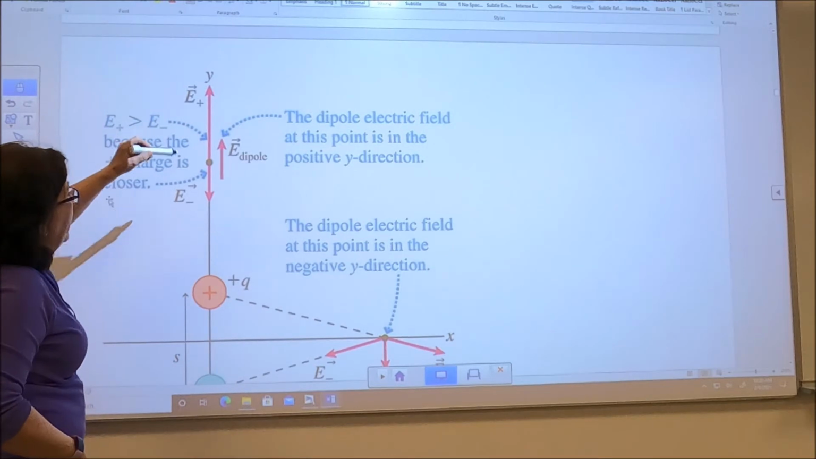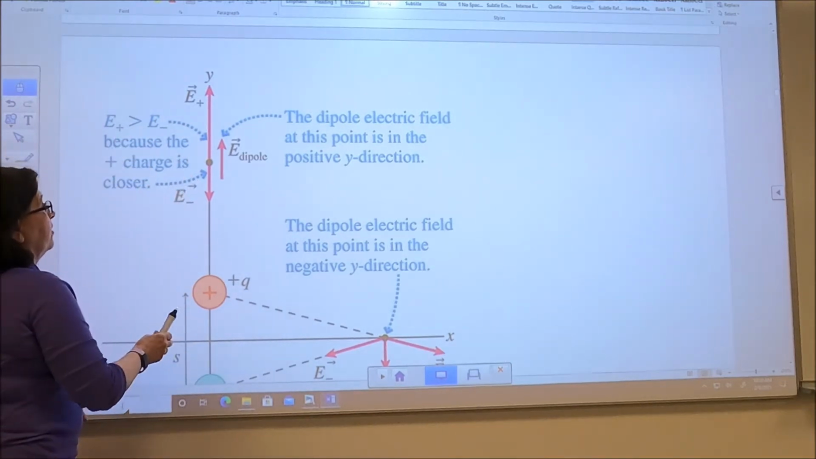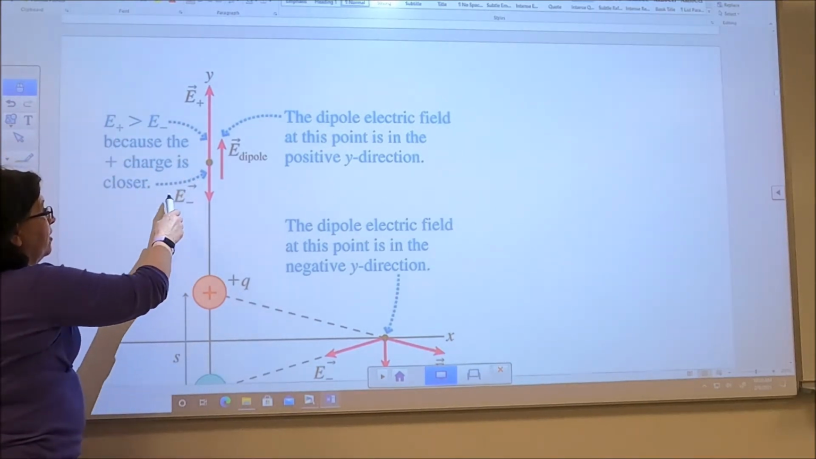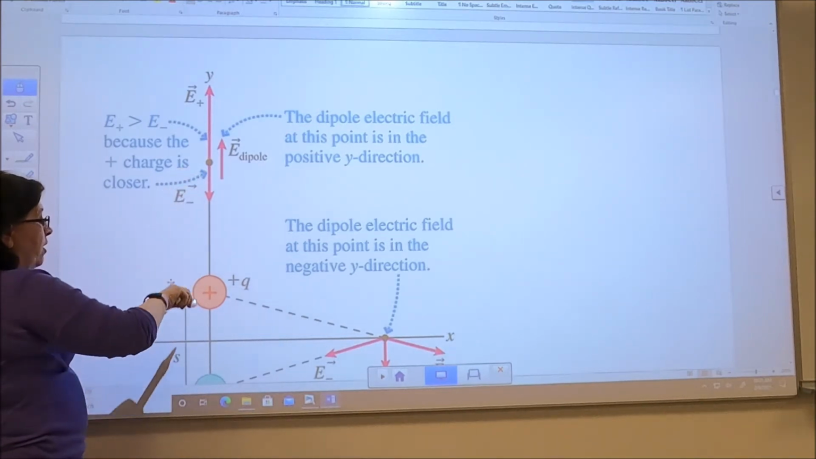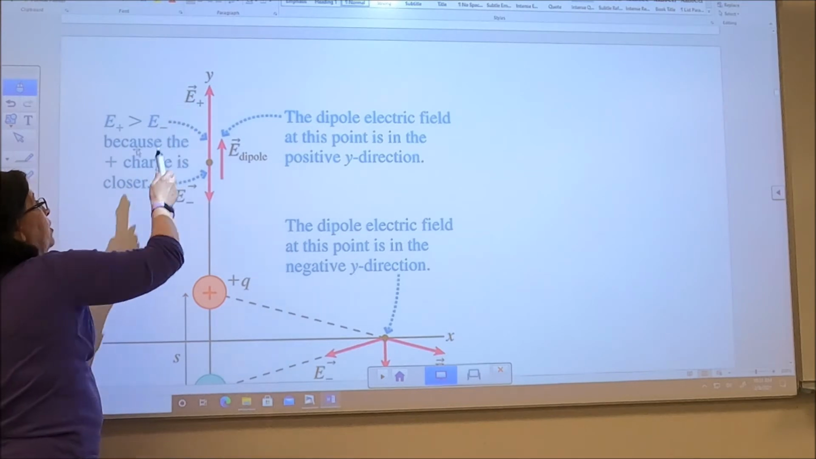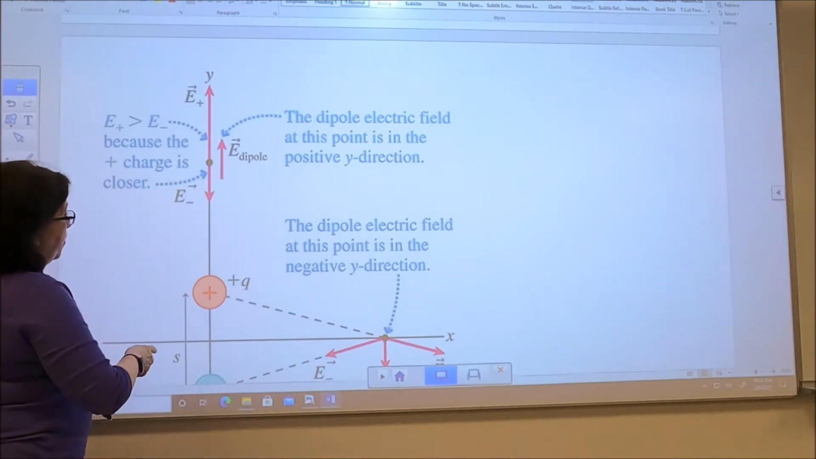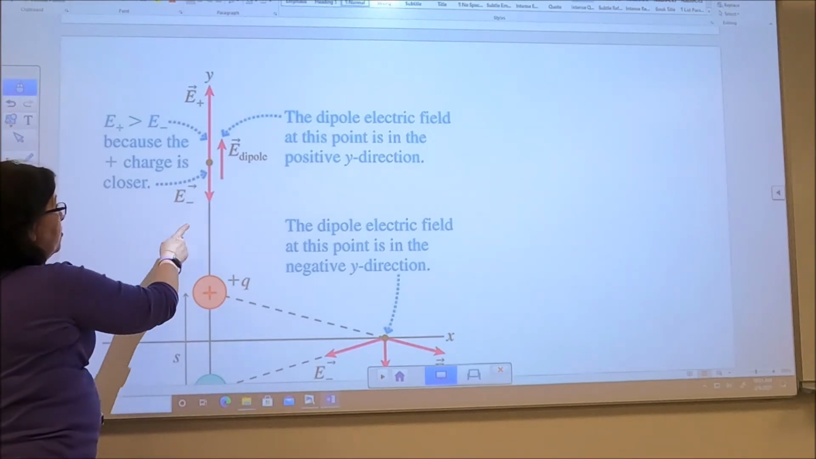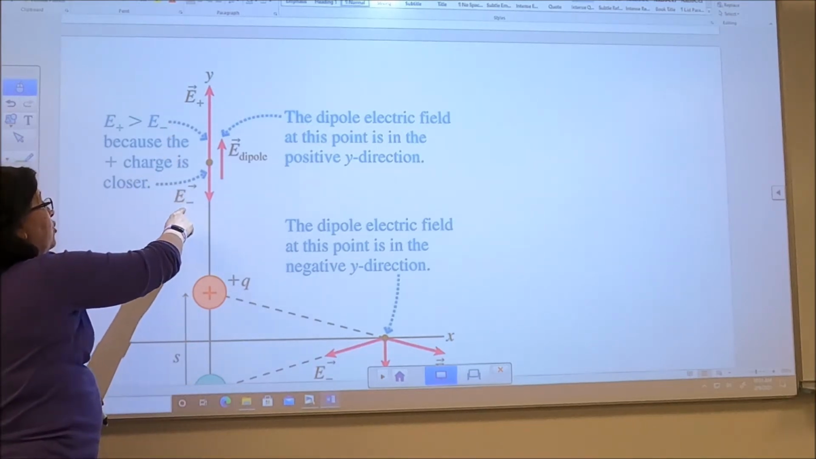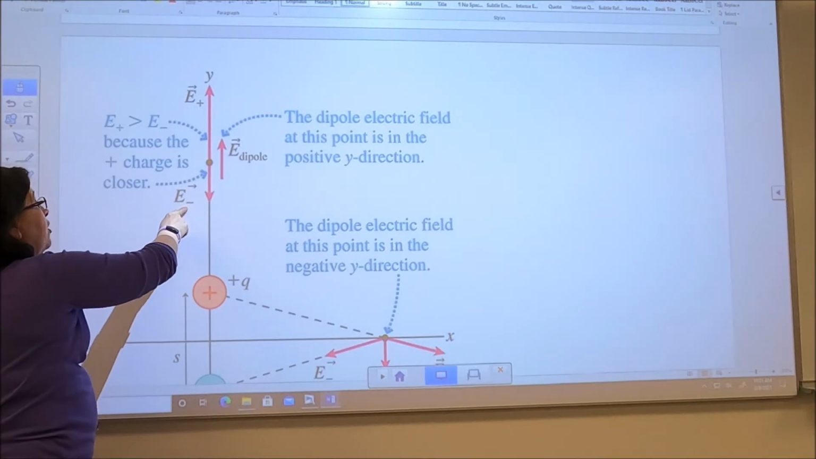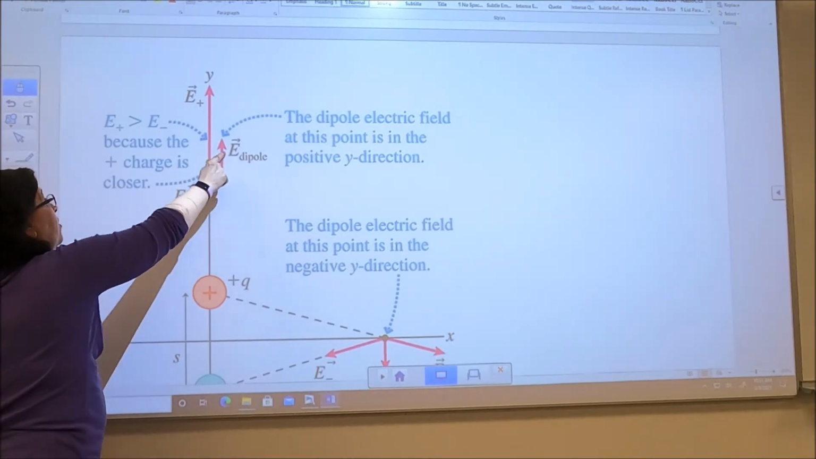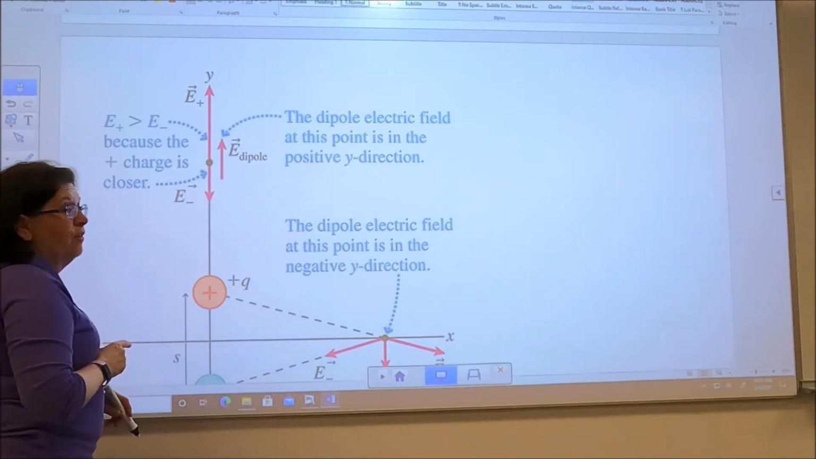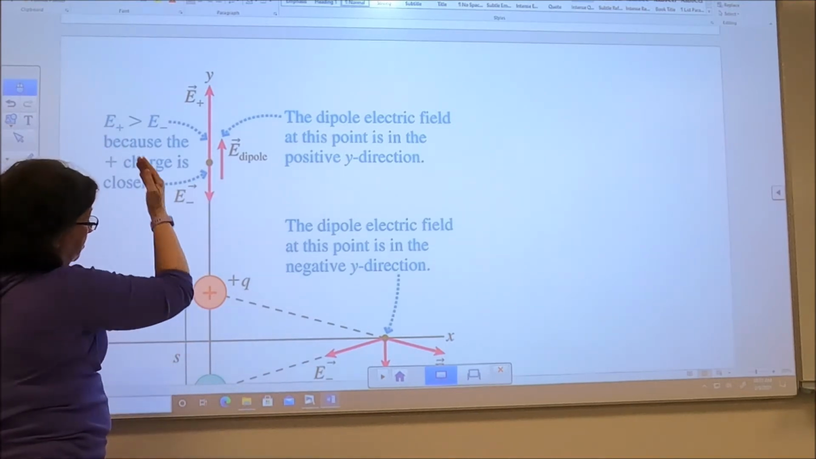Now, if we're up here along the axis, the electric field from the negative end is going to point downward. The electric field from the positive end is going to point upward. But the negative point charge is much further away than the positive point charge, so the magnitude of the electric field from the negative point charge is going to be smaller. So the net electric field up there is going to point upward.